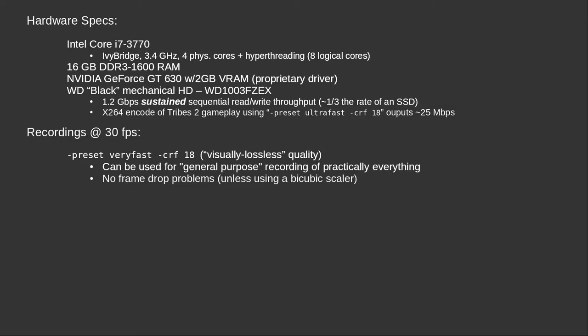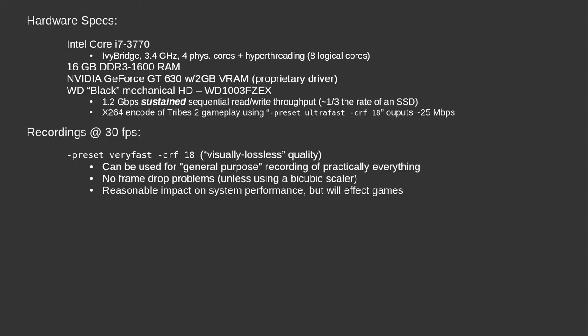I do not experience any frame drop problems at these settings unless I'm using a bicubic scaler. If I wanted to do a 1920 by 1080 recording and then in the recording string itself, scale it down to say 720p, I would use a scaler. If I wanted to use a bicubic scaler, which is a specific option for higher quality scaling, that puts a considerable amount of additional load on the system. So if I used bicubic, I'd start dropping frames. The default is bilinear. If I just use the default bilinear scaler, I do not have that problem.